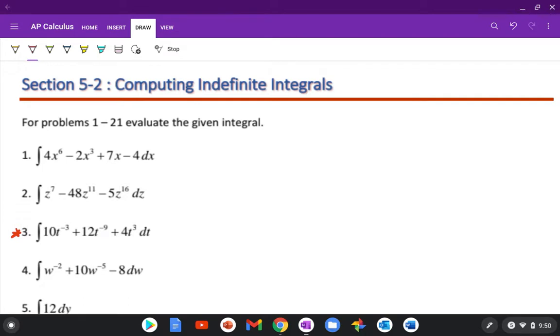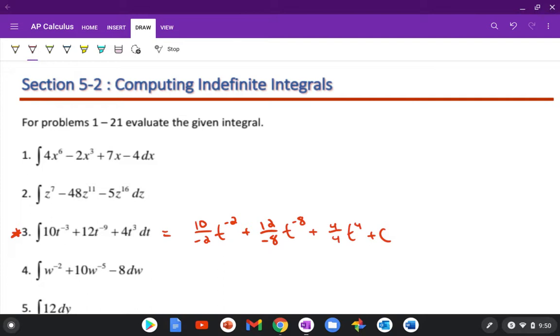When you have just a polynomial for an indefinite integral, you're essentially just going to do the opposite of the power rule on all these, which is to say that you add a power and then you divide by that. So this first one would be 10 divided by -2 times t to the -2, because we're adding 1 to the -3. And then it would be plus 12 divided by -8 t to the -8 plus 4 divided by 4 t to the 4th plus c. Don't forget that plus c on all these.